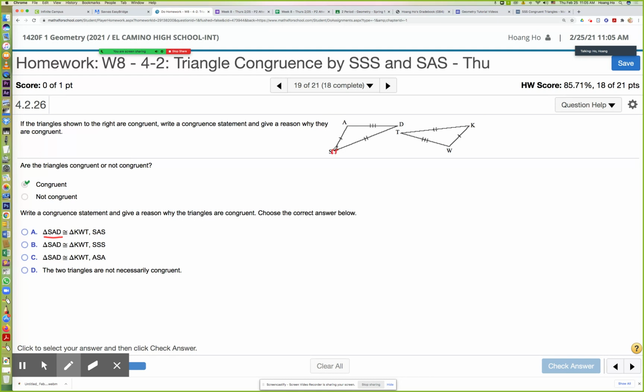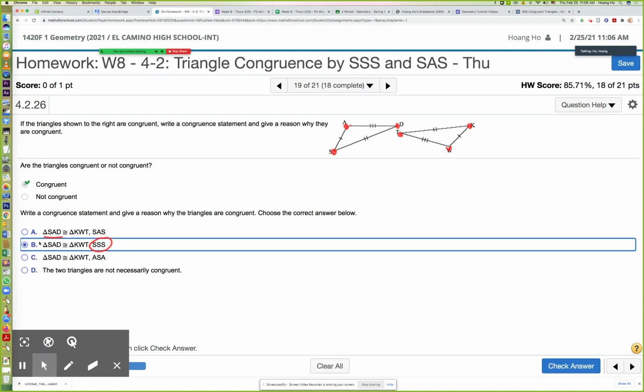SAD goes with KWT. KWT. Oh, it's correct. No, but it has to be SAS. I guess you choose the correct reason, and then it's correct. The name already, you have one choice. So I will choose option B, and then I'm done.